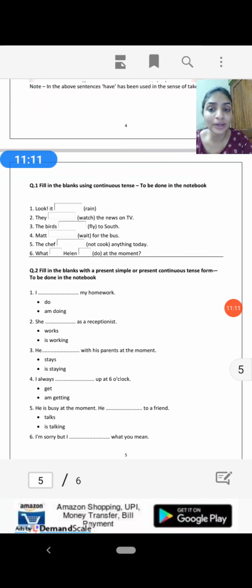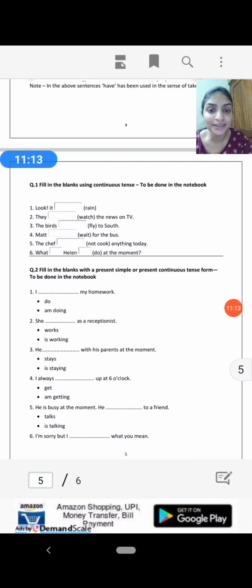Now these are the two exercises that I have given you for practice. In the first, fill in the blanks by using the present continuous tense. So now you have to use, like, it is raining. Use the sentences like this. I've given you an example. Now you have to solve it by yourself.